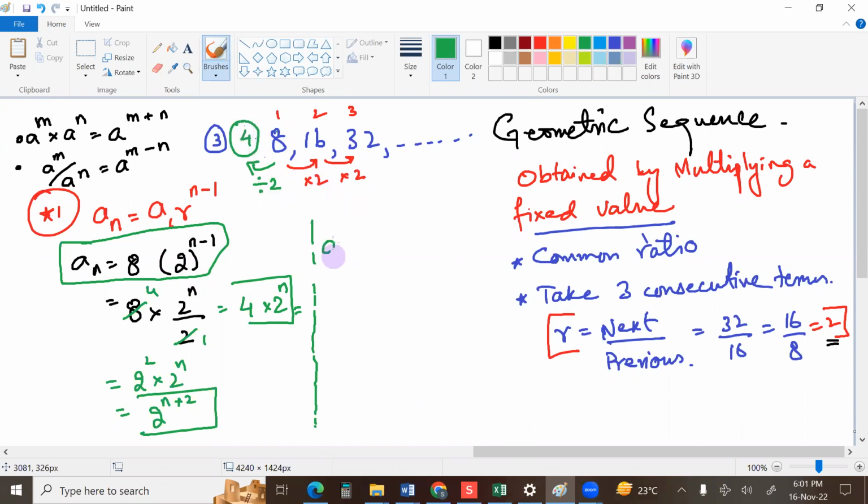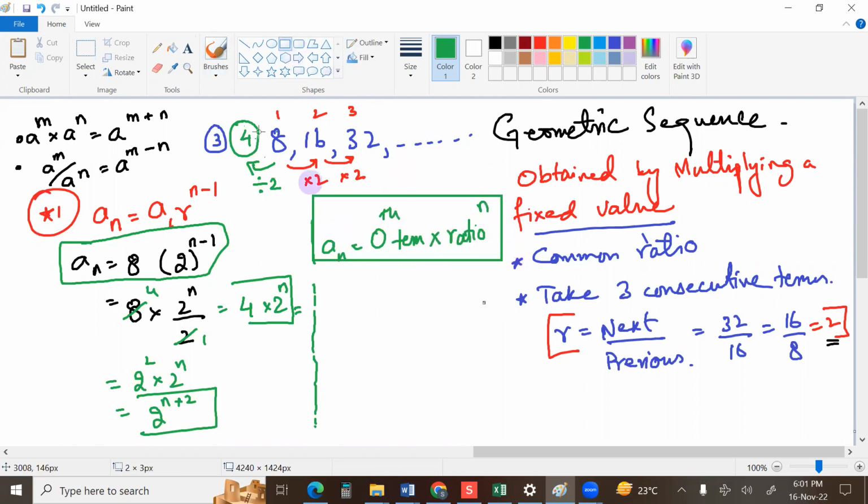Okay, so what you do is your general term is the zeroth term times ratio to the power n. This is your little hack here for the geometric sequence. What's your zeroth term? 4. The ratio is 2, and that's it. You see this is already there. If you want to further simplify that, you can write 2 to the power n plus 2.